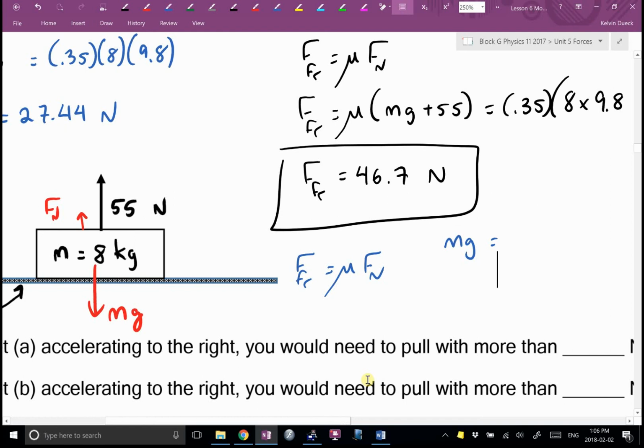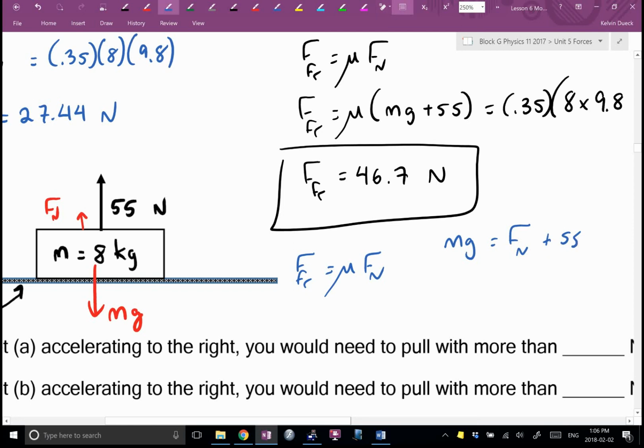I'll give you a hint. There's two of them. Normal force and the 55. Emma, what do I want to put right here? Just plain old Fn. Yes? Look here. How would I get the Fn by itself? How would I move the plus 55 over?